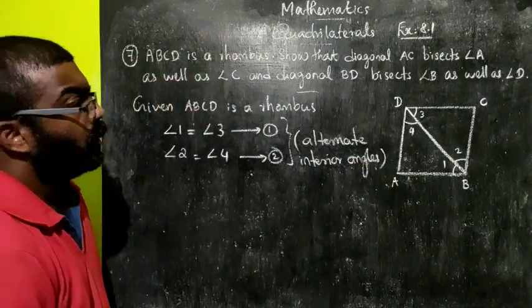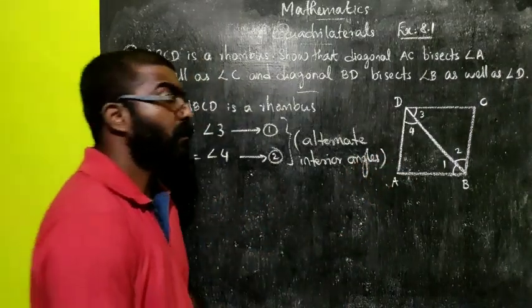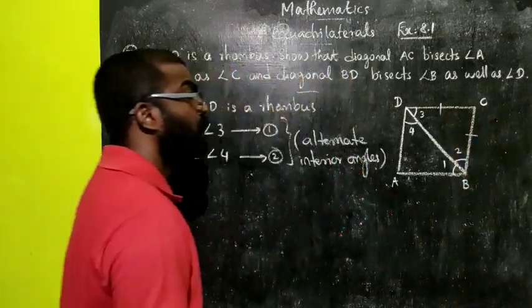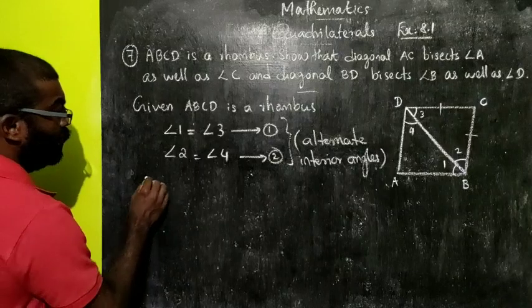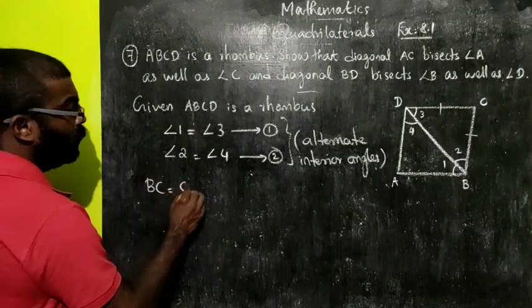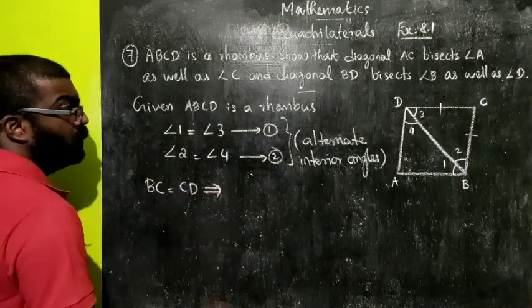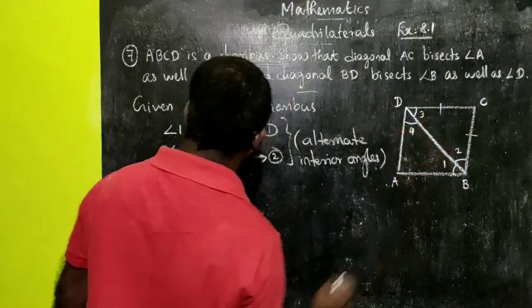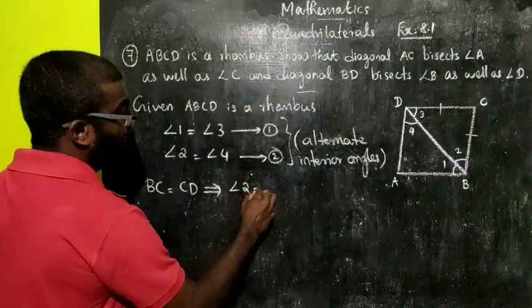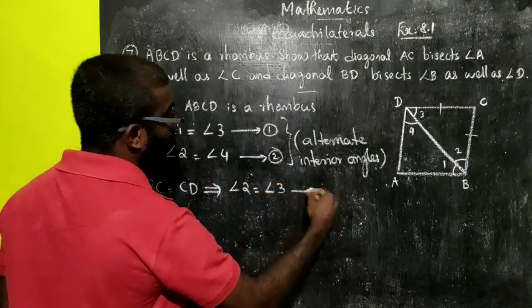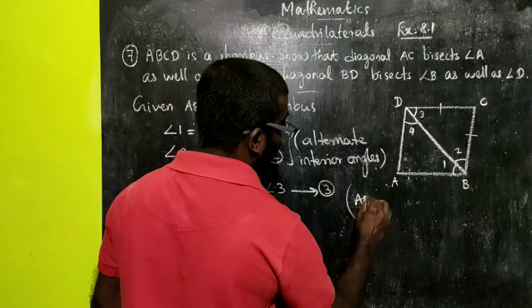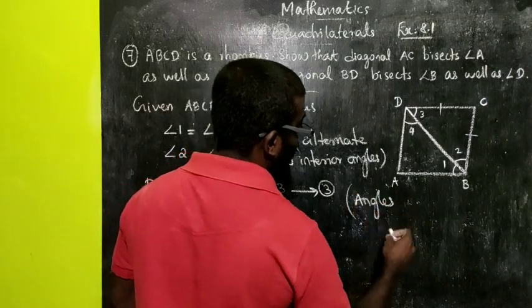Okay. And being a rhombus, all the four sides are equal. Here I am going to take the sides BC and CD. Okay. So BC is equal to CD implies the angles opposite to equal sides are equal. That is 2 equal to 3. Angle 2 equal to angle 3. We can take it as equation number 3. Reason, angles opposite to equal sides are equal.